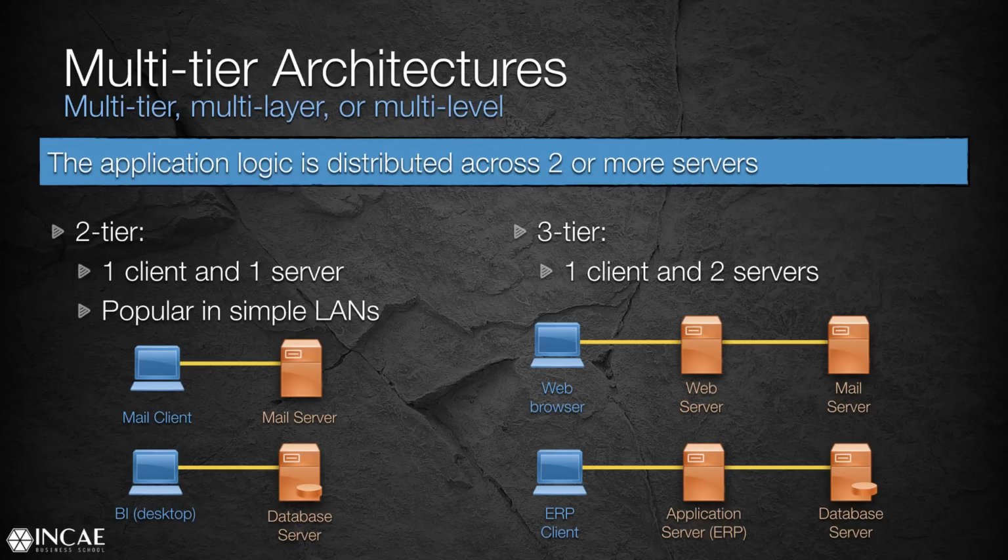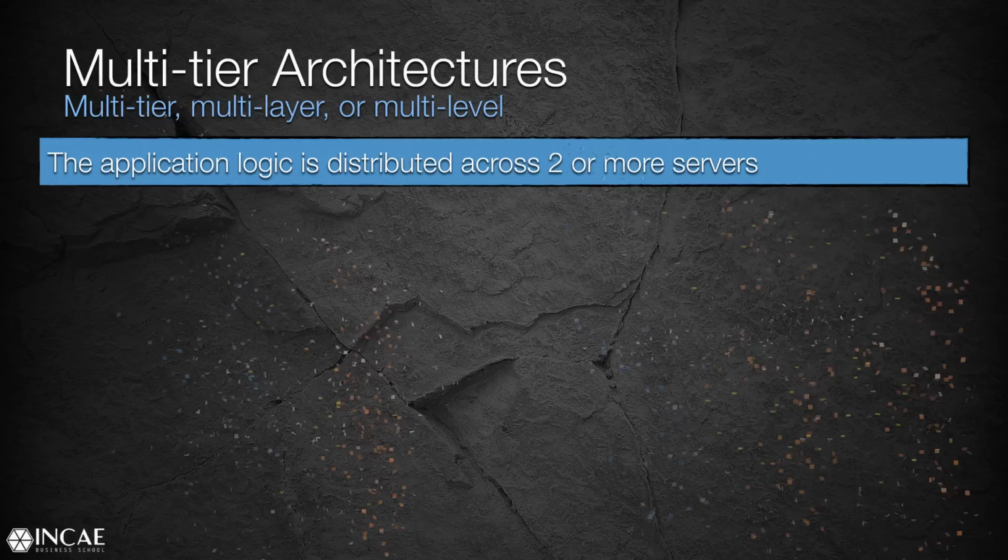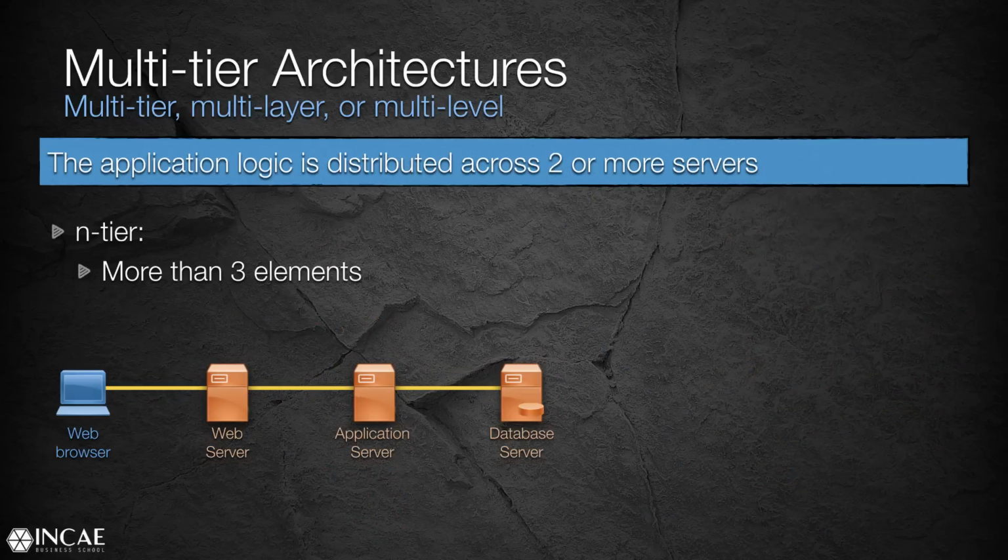Now this could go on, and we could have more than three tiers. We could have what we call an N-tier application with more than three elements. Let's go back to an ERP system, but this time we're accessing that ERP system through a web browser. So on the client side, we have the client browser that we use to connect to any given web page. We're connecting to a web server that is servicing that web page.